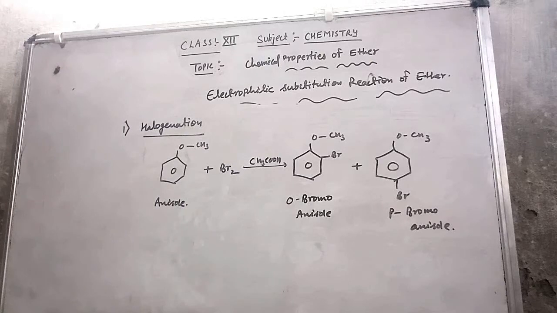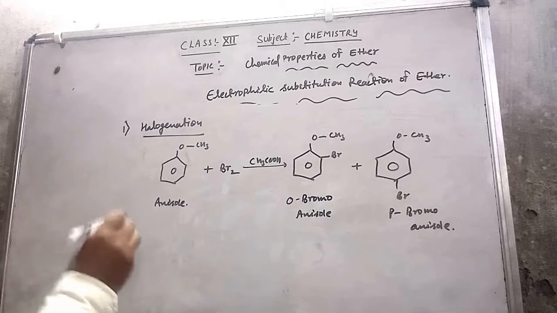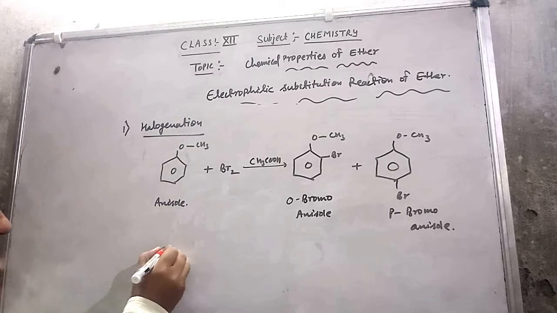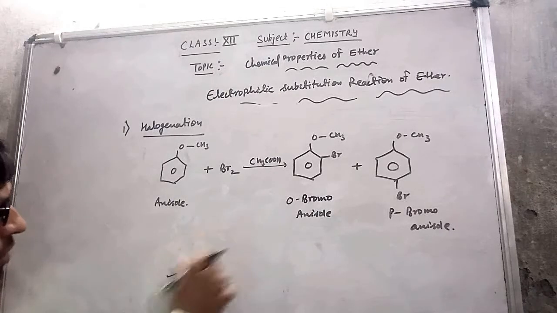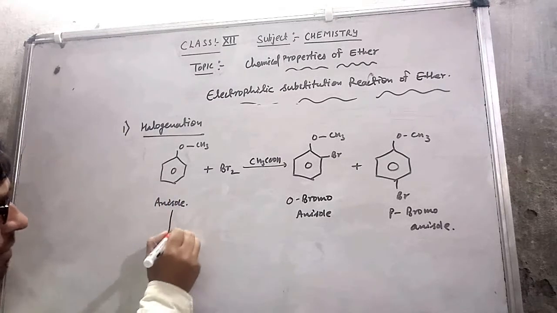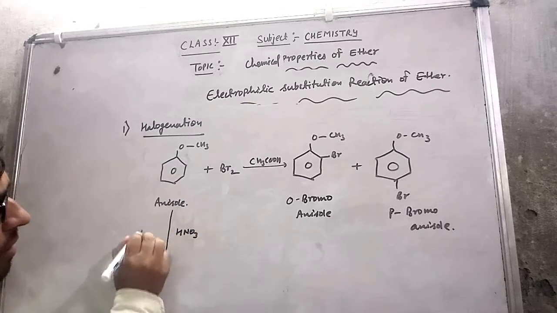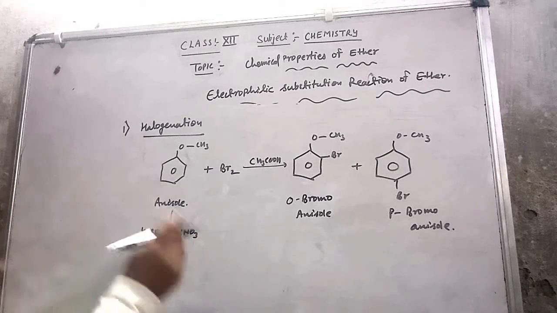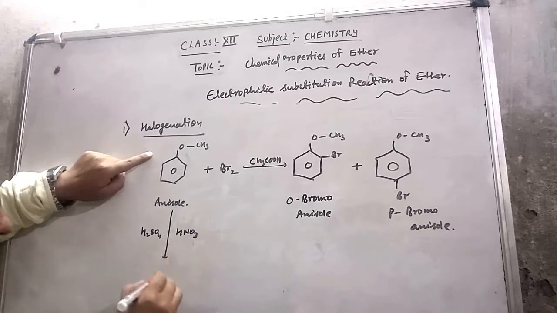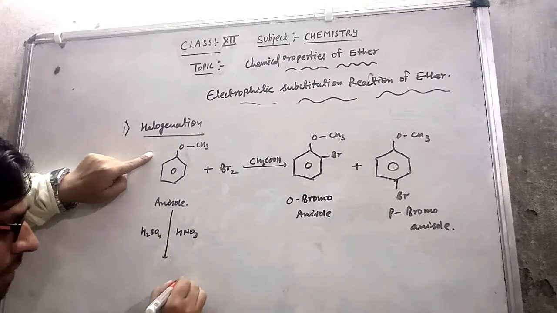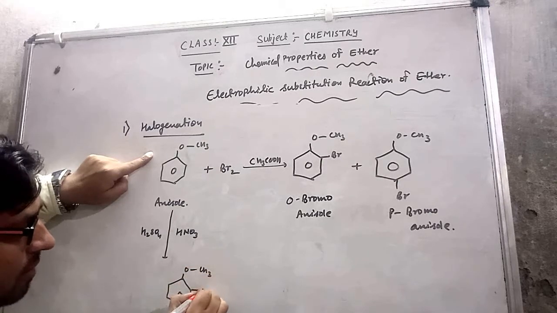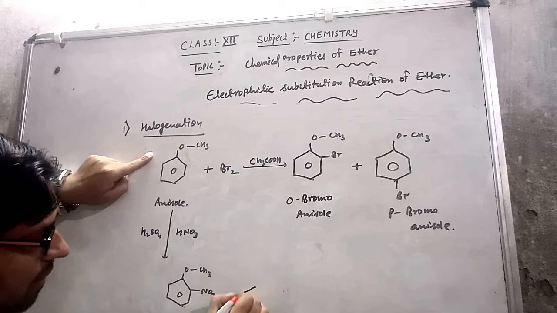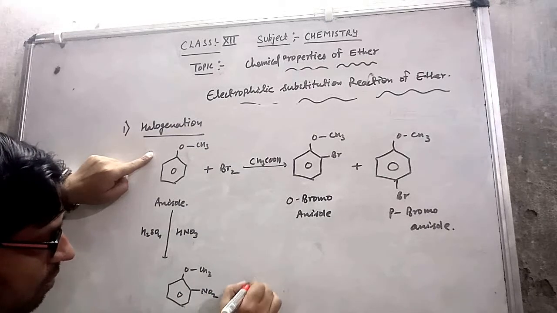If I discuss the second one, that will be nitration. It is the same condition. Suppose I have anisole here, or you can show it this way also. Similarly, it reacts with HNO3 in the presence of H2SO4. The NO2 group will be attached at the ortho and para positions. This is OCH3, this is the NO2 group on the ortho position, and here the NO2 group is on the para position.